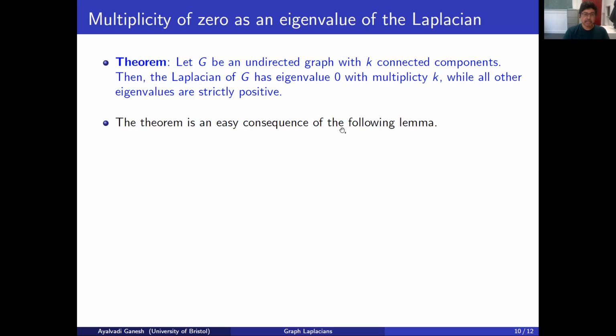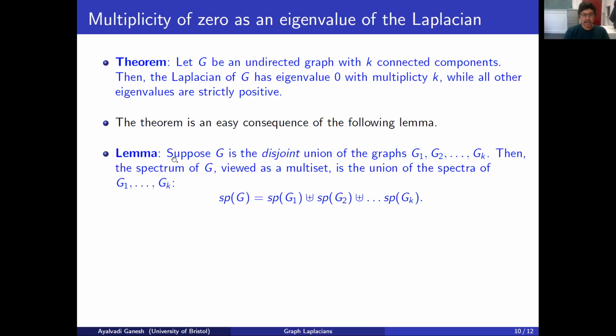Okay, and the theorem is going to follow easily from this lemma. And the lemma is the following. Suppose G is the disjoint union of these k graphs, G1 through Gk, meaning that these have disjoint vertex sets, and so the vertex set is the disjoint union of these vertex sets, and similarly for the edge set.